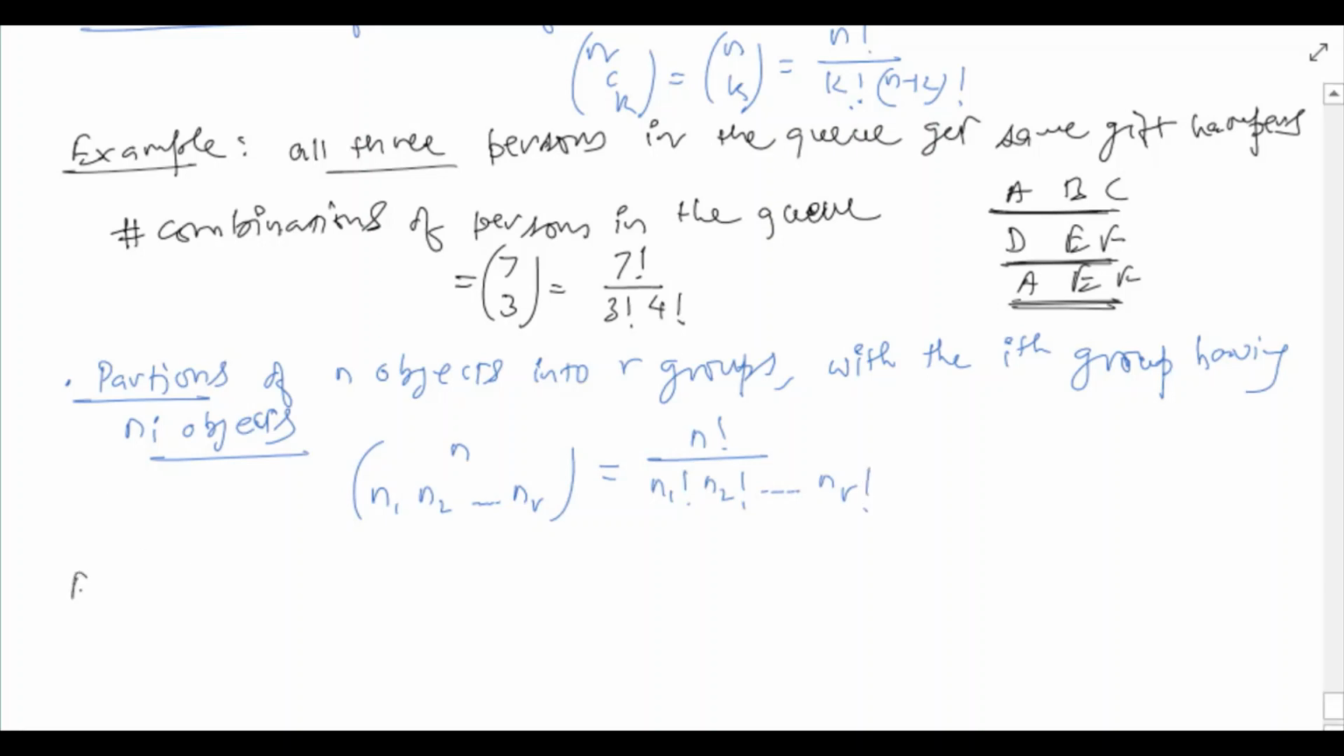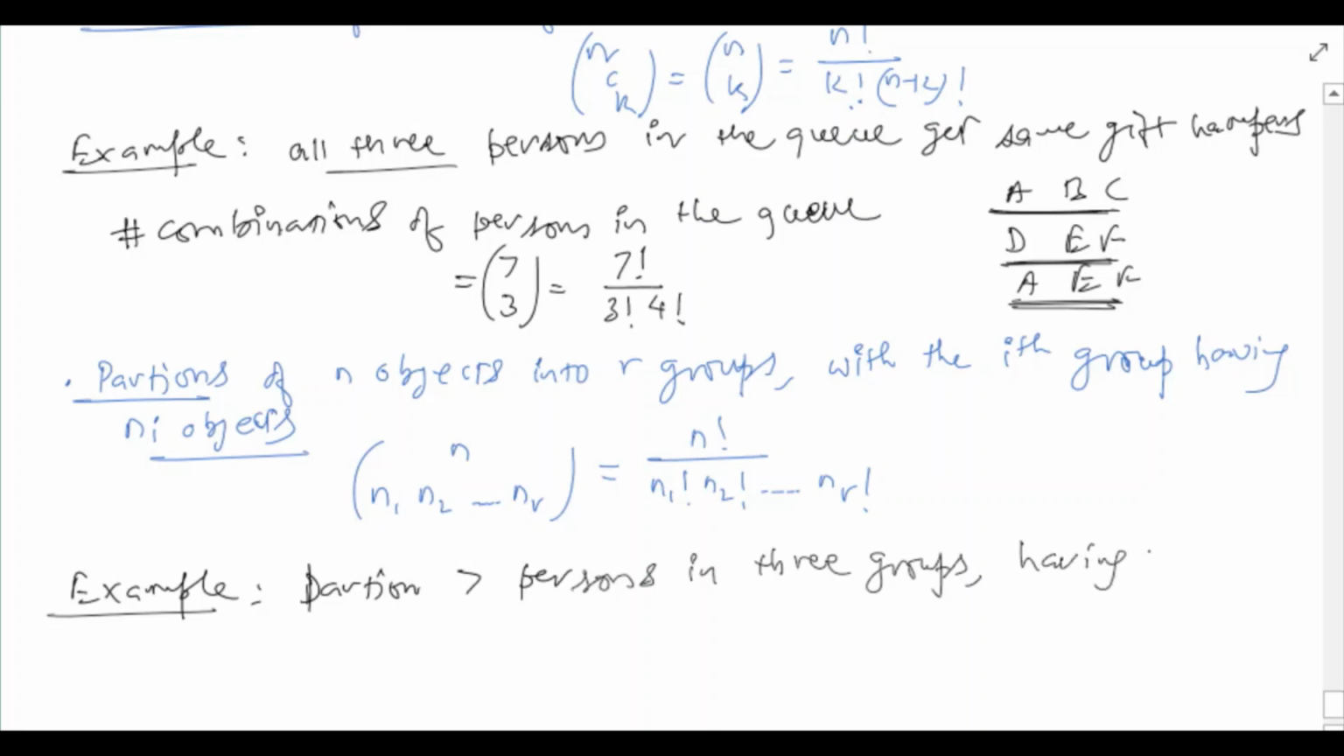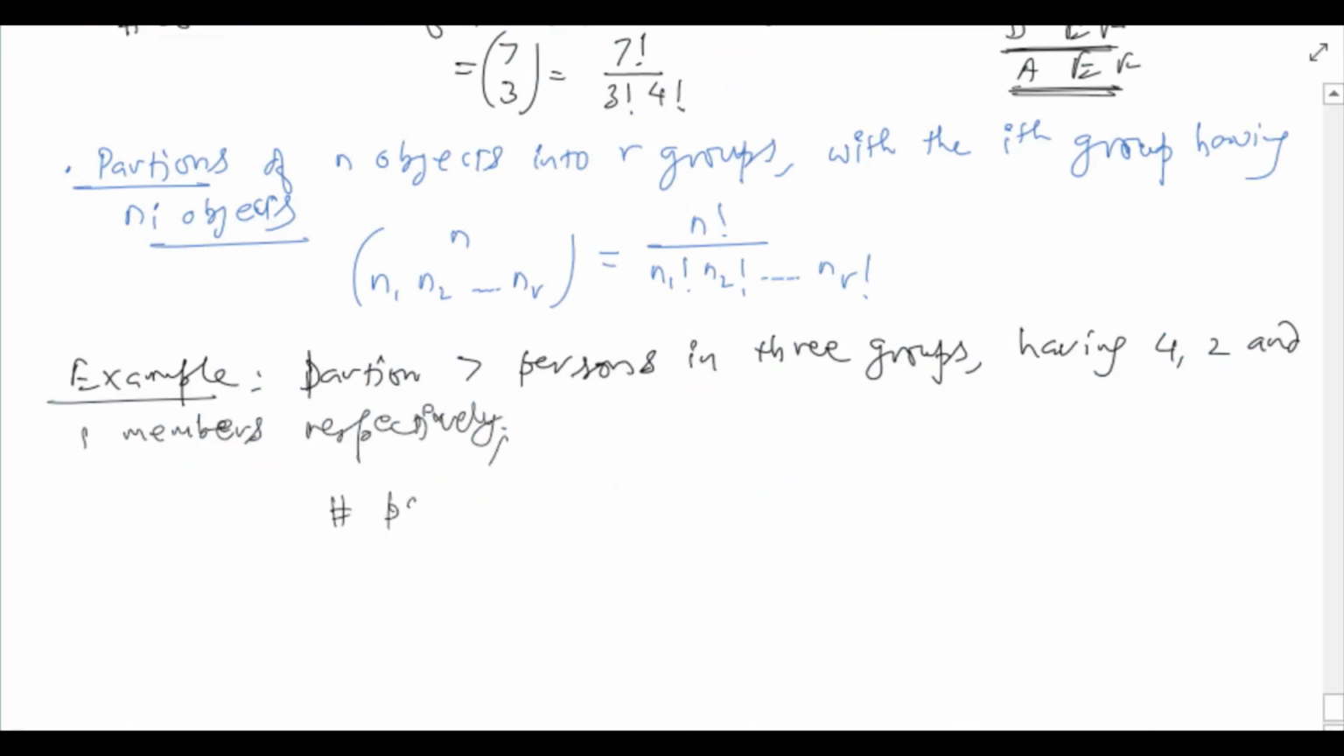For instance, in the above example, if we have to divide 7 persons in 3 groups, partition 7 persons in 3 groups with these groups having say 4, 2 and 1 members respectively, then the number of partitions equals factorial 7 divided by factorial 4 times factorial 2 times factorial 1.